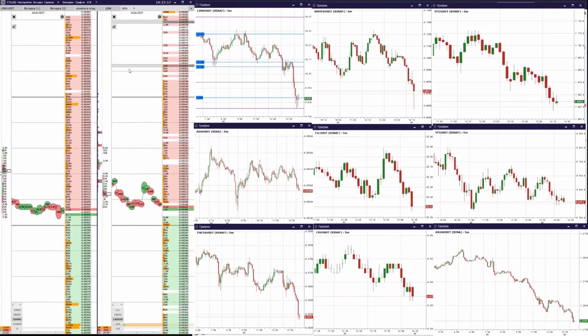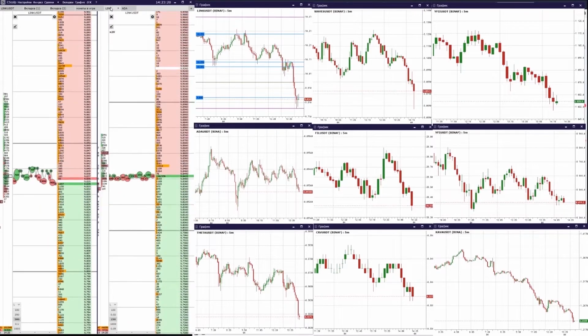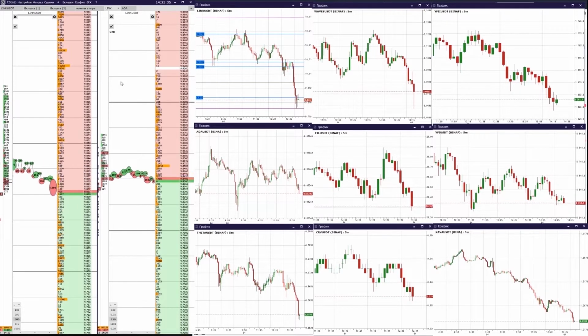And in this way we create 15 tabs with different instruments, two order books per tab, I mean. We have a limit of 30 order books, so we can consider the order books of futures and spot for about 15 trading instruments.